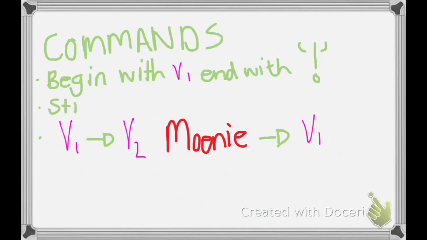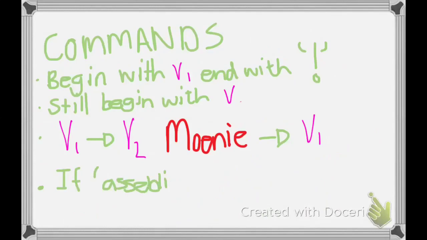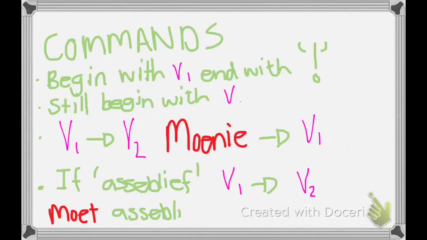And we're still going to start the sentence with the verb, alright? That's because we still want it to be something instructive, so we're still going to start with that verb, alright? Then, if the sentence is a command but it also has asseblief in it, we still move verb 1 to verb 2. But instead of starting with muni, we're going to start with moet asseblief nie. And again, moet is going to count as that verb 1, and we're still going to start with it.